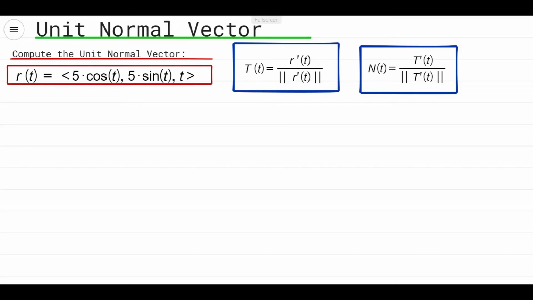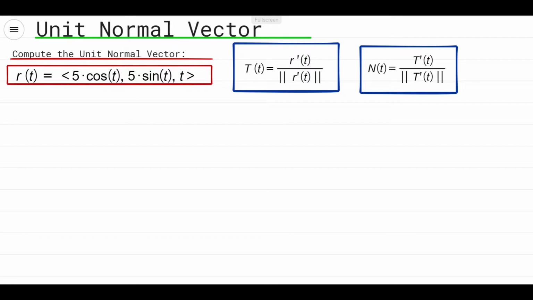Guys, in this video I'm going to go over how to compute the unit normal vector. Notice right here I have two formulas. I have the unit tangent vector formula. If you don't know how to compute a unit tangent vector, watch that video first, because you need to know how to do a unit tangent in order to do a unit normal.